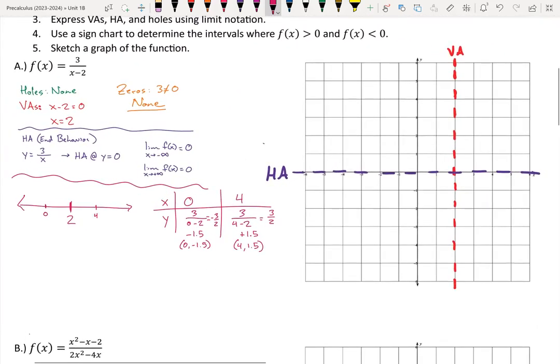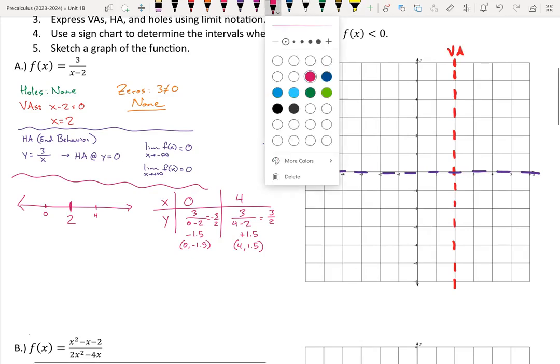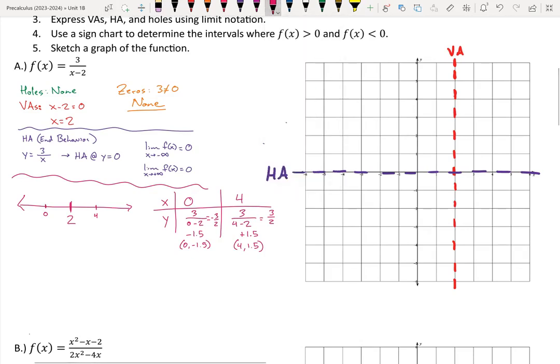So no longer do we just care about positives and negatives. We want to plot those points. So 0, negative 1.5, 0, 1.5, and 4, positive 1.5. Okay, so those are the 2 points we're going to use.